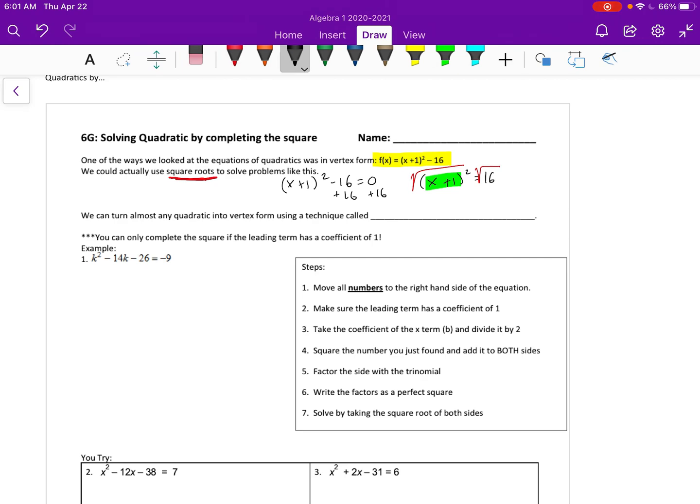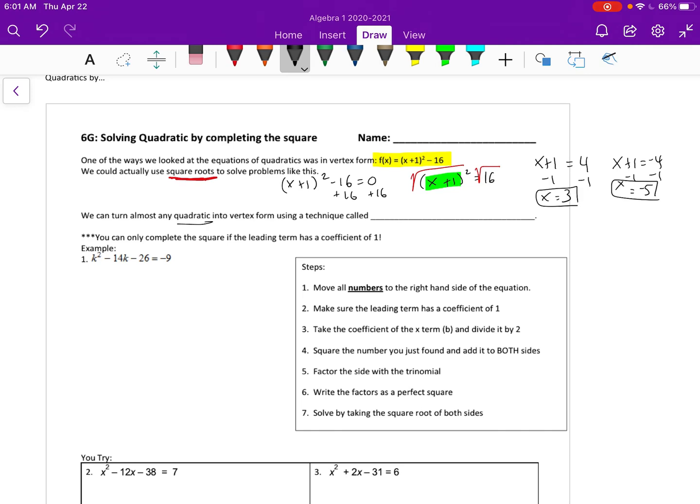Now, what I end up with is x plus 1 equals 4, or x plus 1 equals -4, right? That's that plus or minus 4 from the 16. Well, now I've got my two equations. This would give me x equals 3, and this one, if I take one away from both sides, would give me x equals -5. So 3 and -5. So this is what we're learning how to do today.